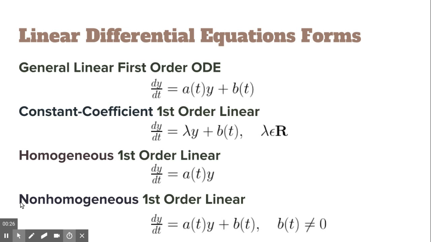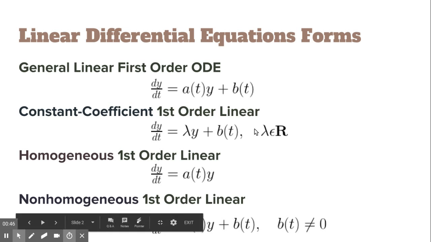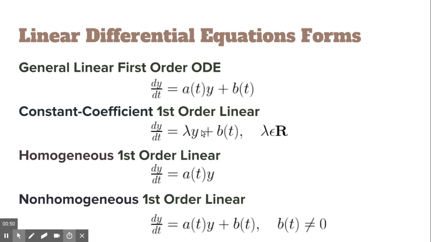If the a of t function is just a constant, usually we use the letter lambda for that, then we call it a constant coefficient. If the b of t term is 0, we call it homogeneous. And if b of t is non-zero, it's called non-homogeneous. So that applies the same way to the constant coefficient case. We would say that a function is homogeneous constant coefficient when this b of t added on term is 0, and that it's non-homogeneous when the b of t term is non-zero.